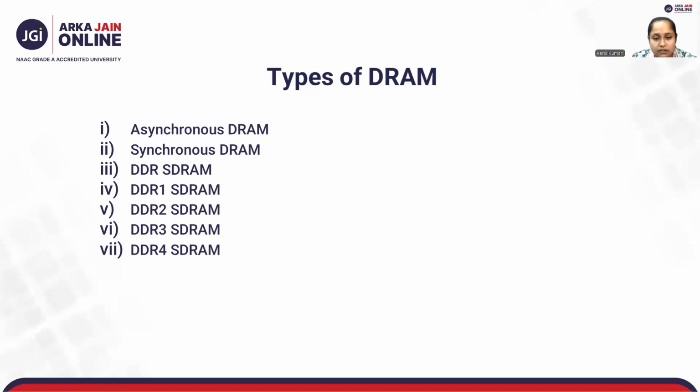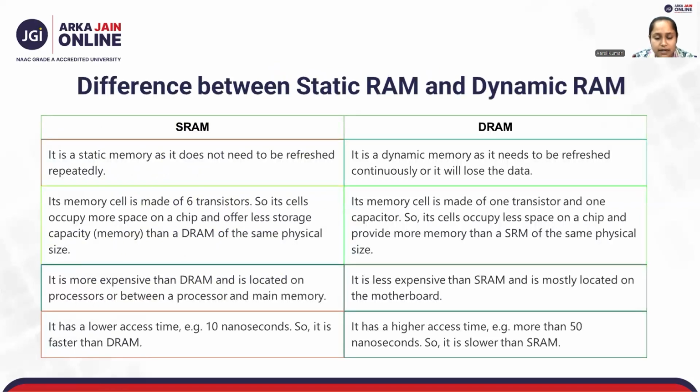Next, we have the difference between static RAM and dynamic RAM. Static RAM is a static memory as it does not need to be refreshed repeatedly. Dynamic RAM is a dynamic memory as it needs to be refreshed continuously or it loses the data. In static RAM, the memory cell is made of 6 transistors, so its cell occupies more space on the chip and offers less storage capacity than a DRAM of the same physical size.